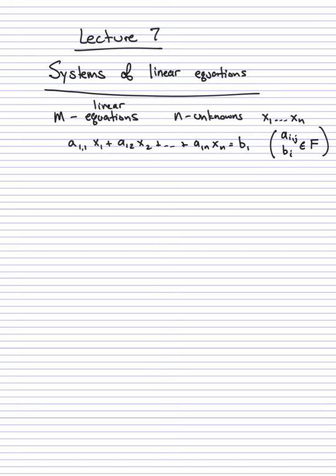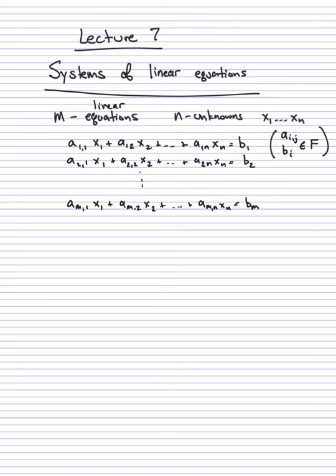So you can think of the real numbers, complex numbers. Sometimes you want to restrict everything to be rational. In any case, the next equation is again the same variables, just different scalars, up to a2n xn is some scalar b2. And then this goes up to the mth equation, where we denote the scalars am1 x1 plus am2 x2 all the way up to amn xn is b sub m.